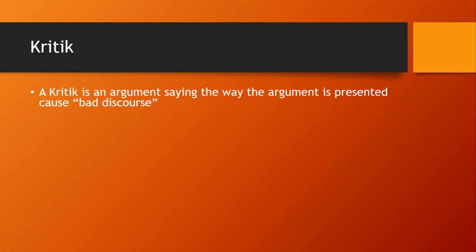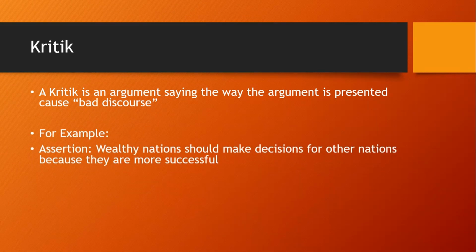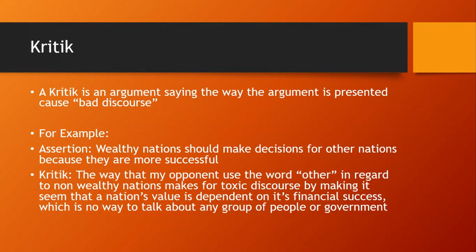All right, and the last one is a critique. A critique is an argument saying that the way the argument is presented causes, quote unquote, bad discourse. An example would be an assertion like, wealthy nations should make decisions for other nations because they are more successful. And then the critique, not saying that the statement is wrong, but that the way it is phrased makes for toxic discourse, saying the use of the word other in regard to non-wealthy nations makes for toxic discourse by making it seem that a nation's value is dependent on its financial success, which is no way to talk about any group of people or government.